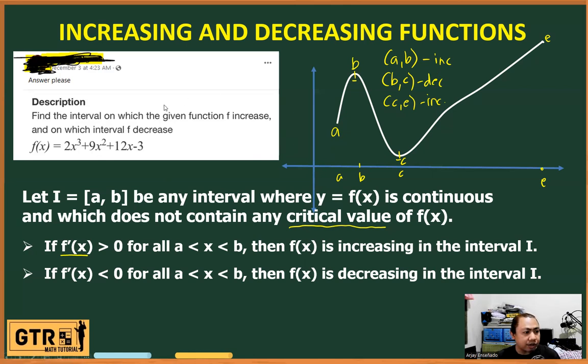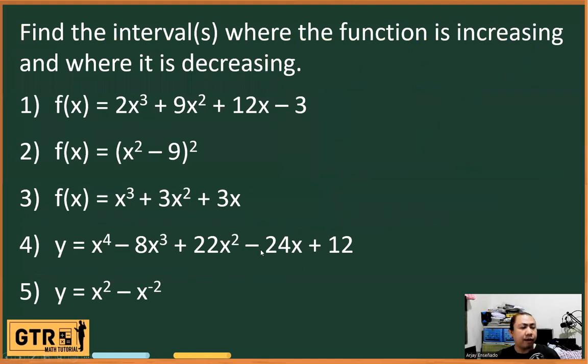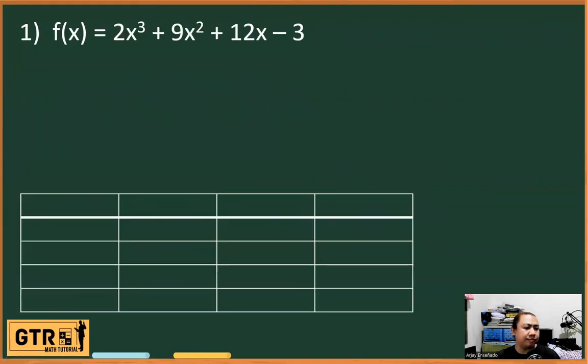Okay, so let us answer number 1. I have 5 questions, so 5 examples. Find the intervals where the function is increasing and where it is decreasing. I have additional examples, number 2 to 5. So number 1: f of x equals 2x cubed plus 9x squared plus 12x minus 3. So let us answer. I also have a reading table here. So let us solve for number 1.